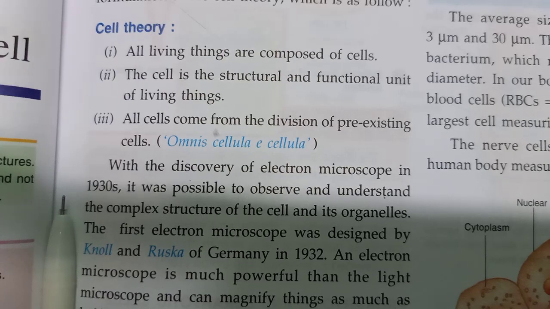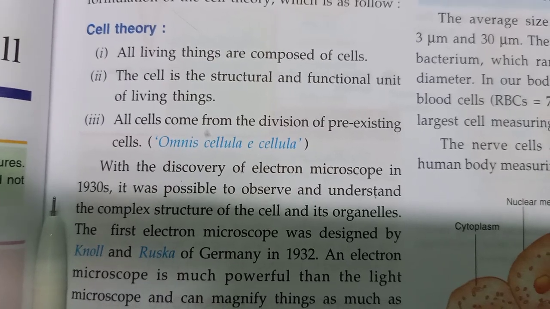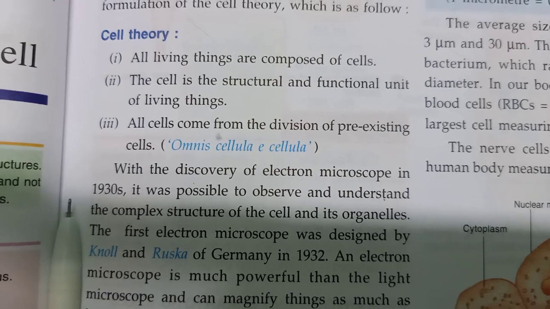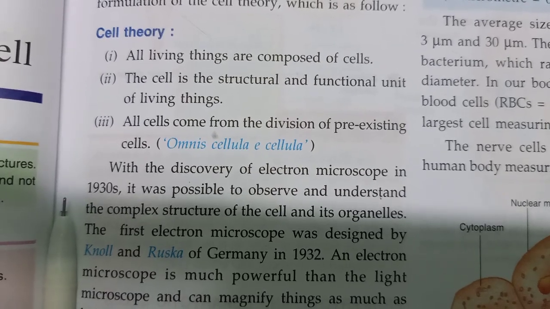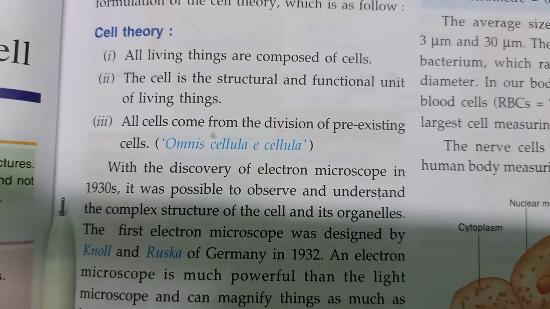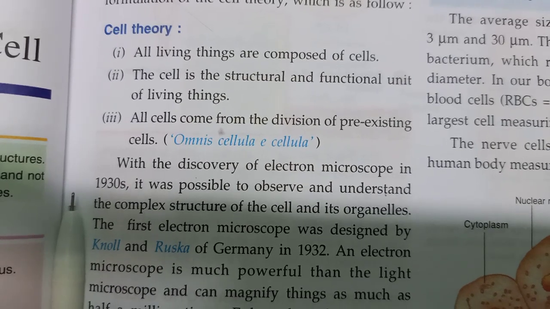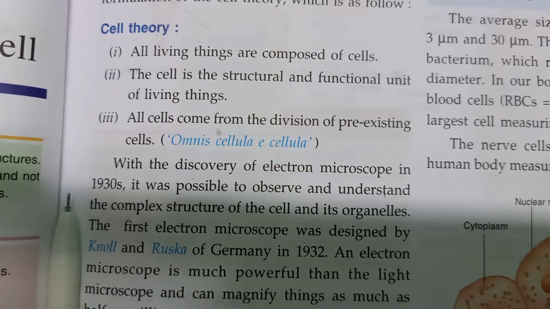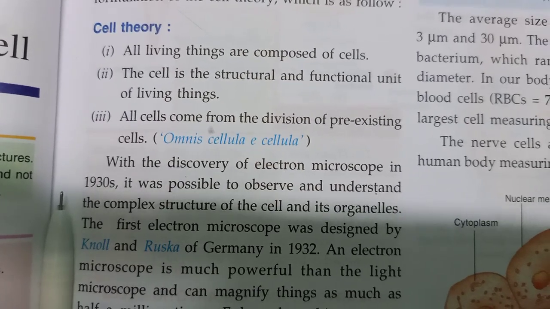Third point is all cells come from the division of pre-existing cells. Like the number of cells, they came from the division of pre-existing cells. Means the cells that are present in our body keep on dividing themselves, and in this way they increase in number.